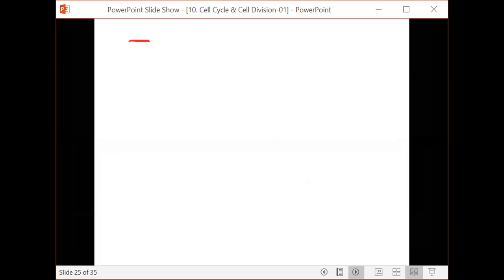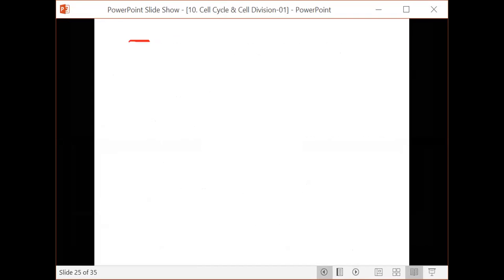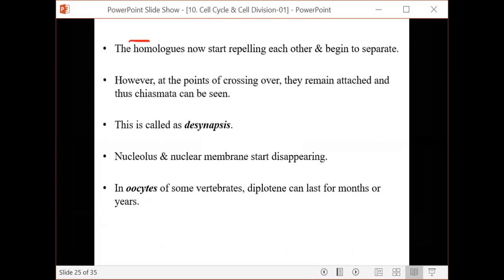So this is diplotene. What is next? It's one and the same. There is not much. So this is diplotene. So we are able to see the chromosome. Oh, you want a screenshot? Okay. I erased the diagram.